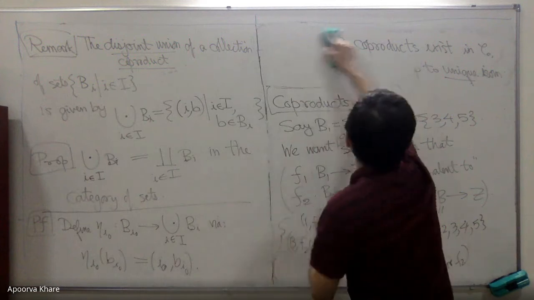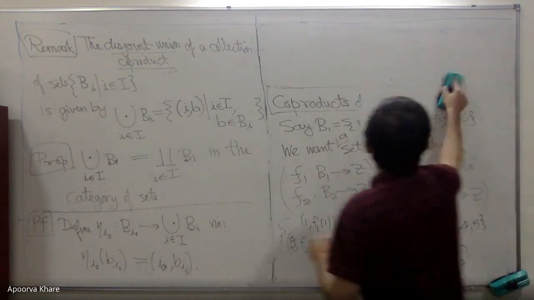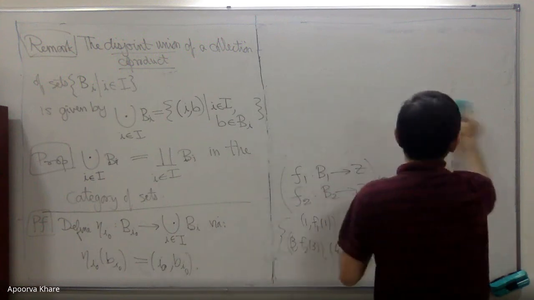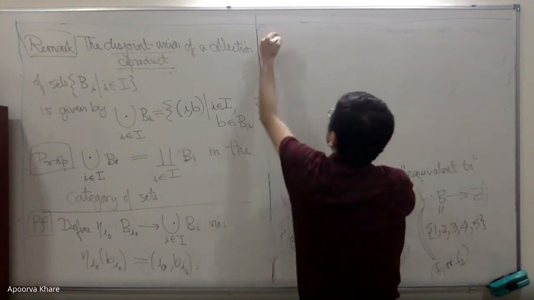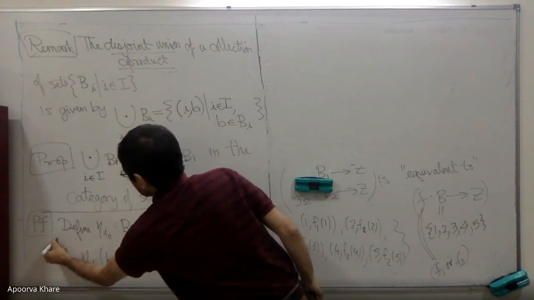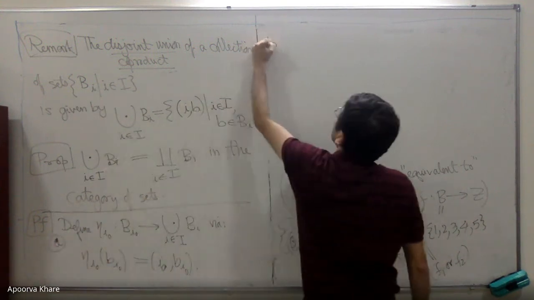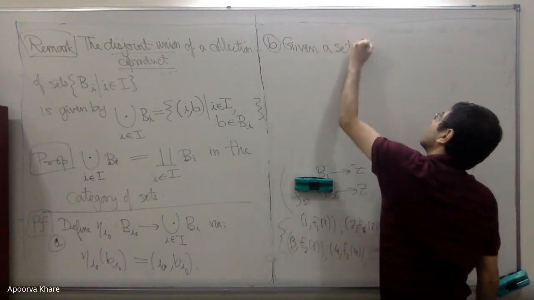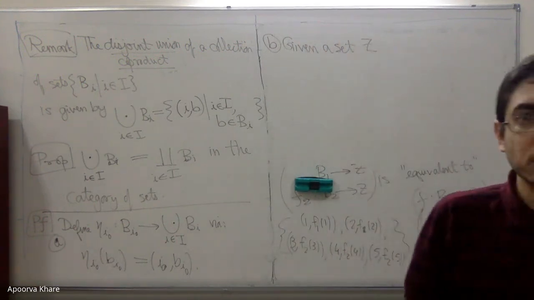And now, as far as the universal property goes, given any set Z and any morphisms, any functions or any maps, let's call it A, given a set Z and maps.